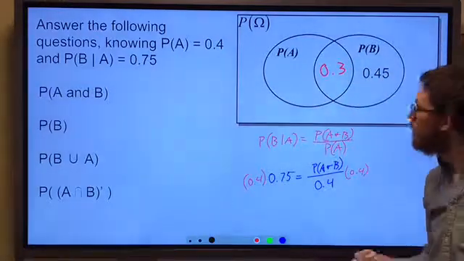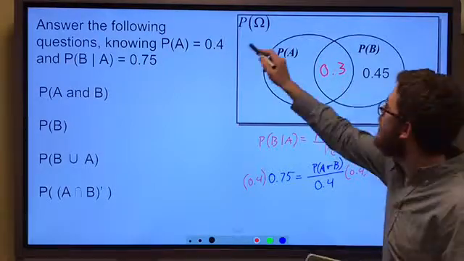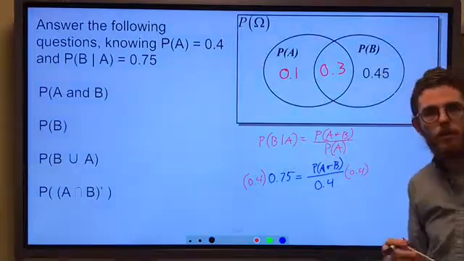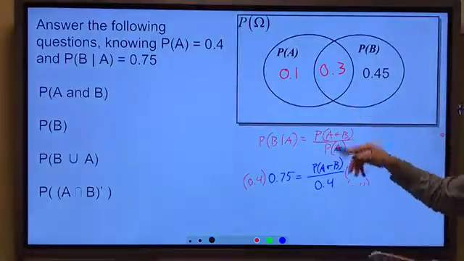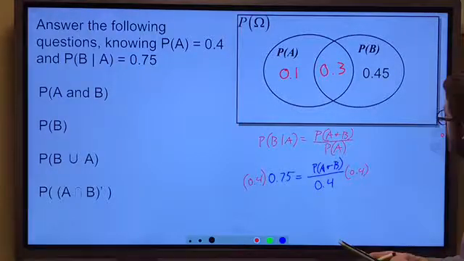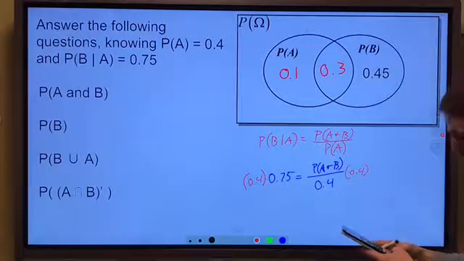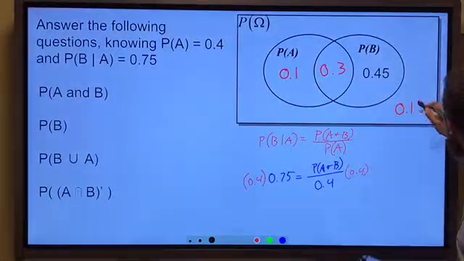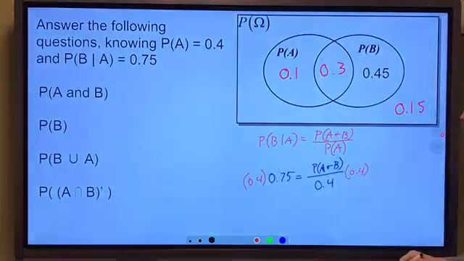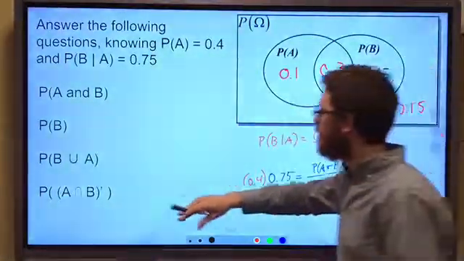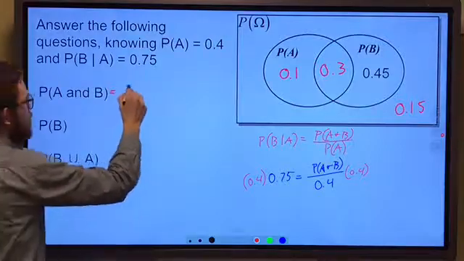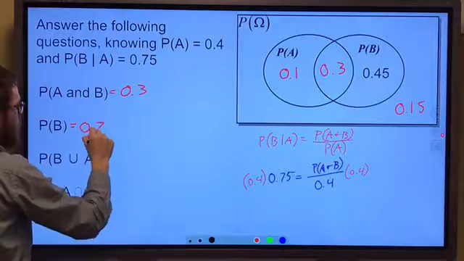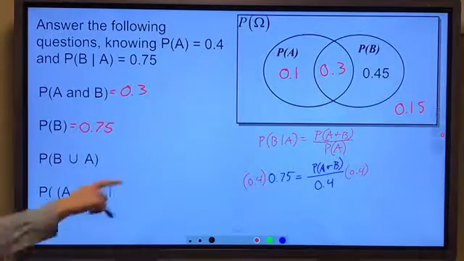Well, if all of A is 0.4 and this piece is 0.3, that means this piece right here must be 0.1. And if we add those up, 0.3 plus 0.45 plus 0.1, that's 0.85, leaving us 0.15 on the outside. So it all has to add up to 1. So the probability of A and B would be 0.3. The probability of B is 0.75. That's the whole circle over there.